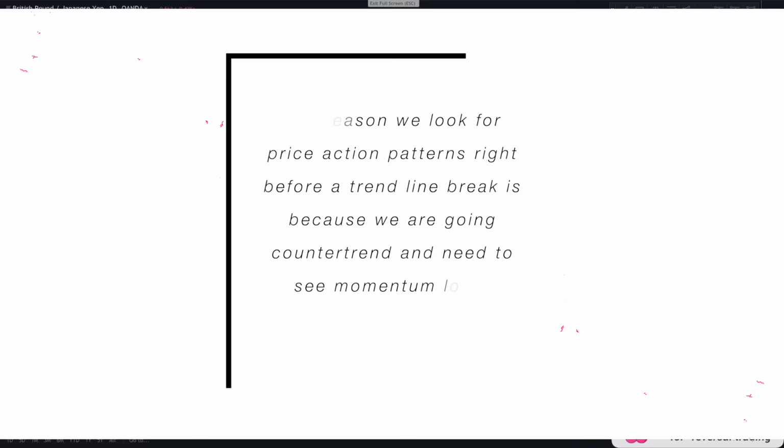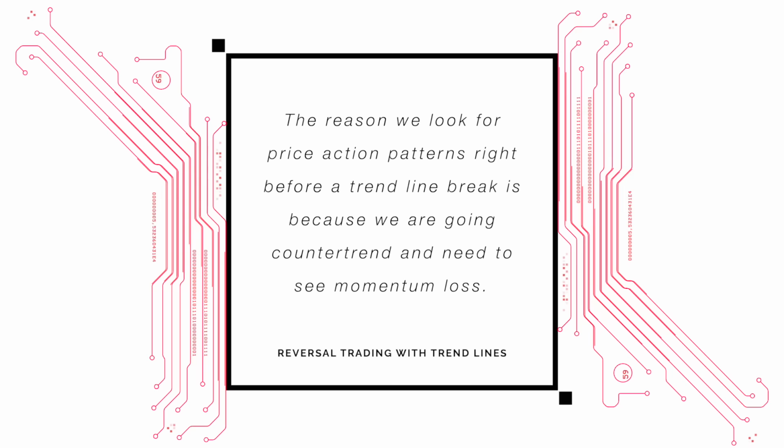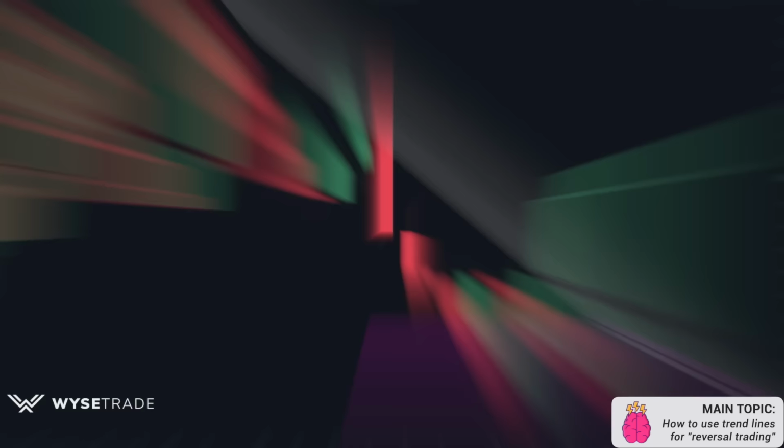Again, the reason you want to look for reversal price action patterns before a trendline break is because it shows momentum loss, which is important when you go against a strong trend. So let's take this one step further and add in multi-timeframe analysis to this concept.